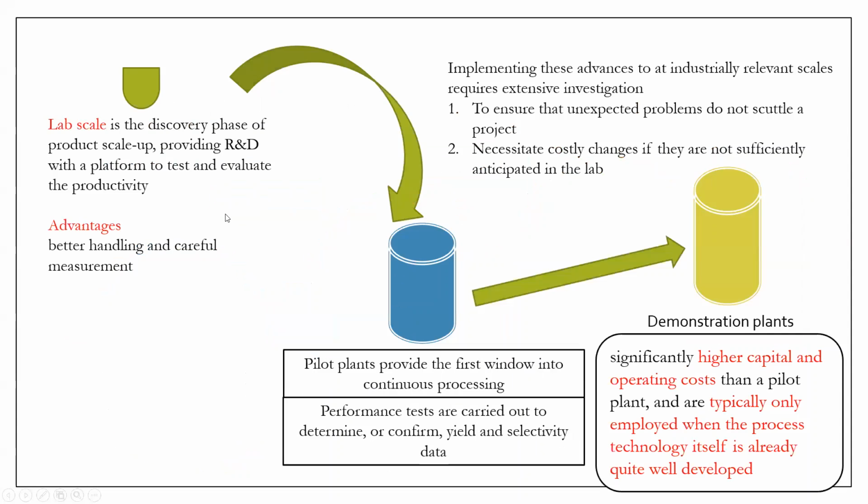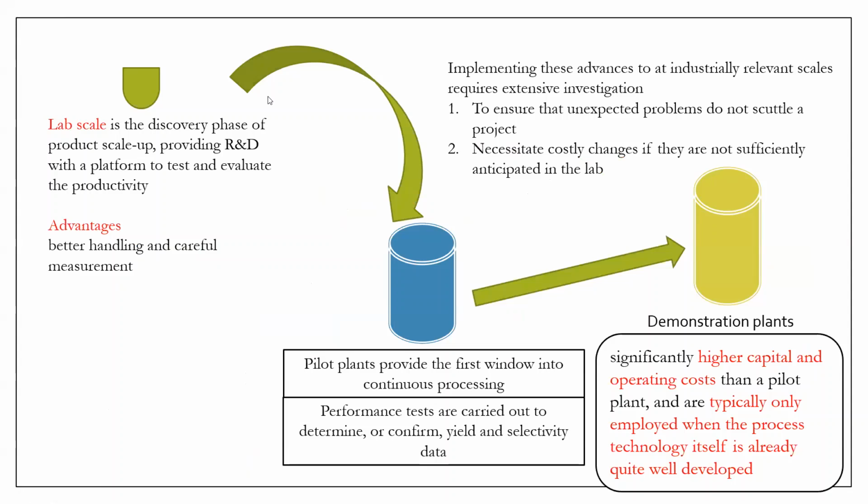Okay. So lab scale, as I've told you, every company has an R&D section. This is a discovery phase where you have a better opportunity to handle and carefully measure. But when you are working with the pilot plant, you are entering the first window of continuous processing, meaning your product will be produced, purified, packaged, and checked for quality. Okay.